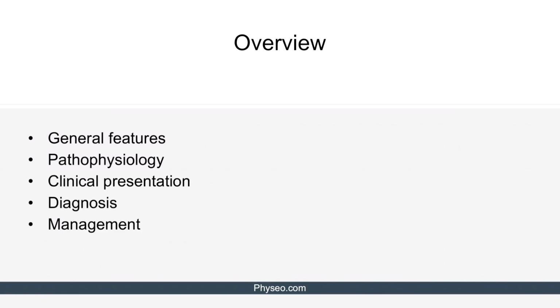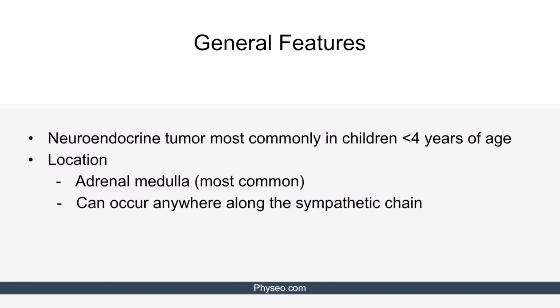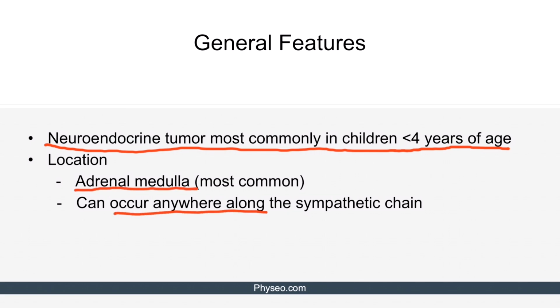Let's begin with neuroblastoma. With regards to neuroblastoma, we'll be discussing the general features, pathophysiology, clinical presentation, diagnosis, and management. Let's begin with some general features. Neuroblastoma is a neuroendocrine tumor most commonly in patients less than 4 years of age. It's frequently found in the adrenal medulla. However, it can occur anywhere along the sympathetic chain.